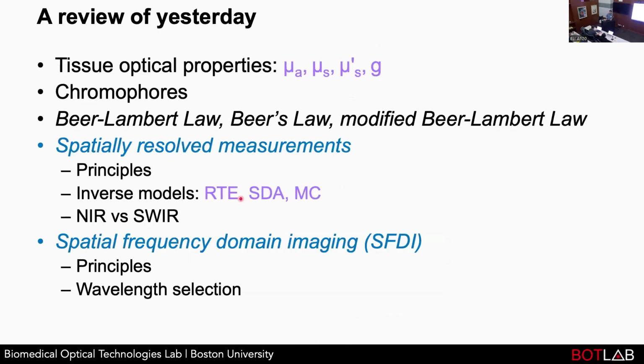A review of yesterday: we talked about tissue optical properties and chromophores, the Beer-Lambert law, the modified Beer-Lambert law, and Beer's law. And we discussed spatially resolved measurements and spatial frequency domain imaging. Along with those, I gave you some examples, and talked about inverse models and trade-offs with those inverse models. We didn't have time to talk about wavelength selection, but I'm happy to talk to you about that if it's something you're interested in.